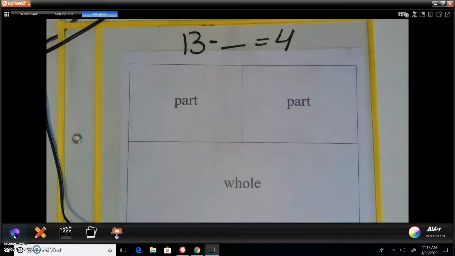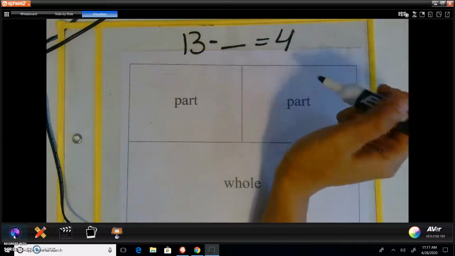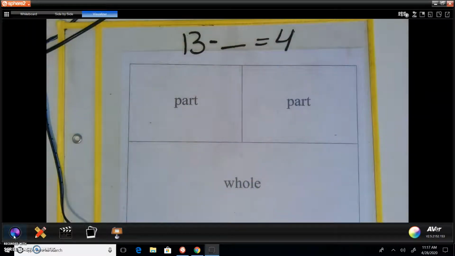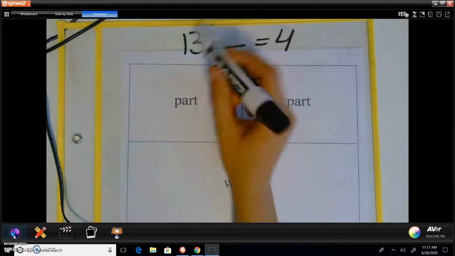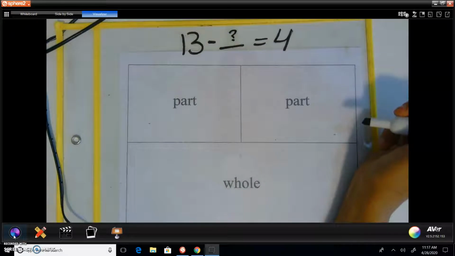Good morning, everybody. This is Miss Hernandez, and today I'm going to be showing you how to do a part unknown for a subtraction problem. Okay, let's take a look at our problem here. It says 13 minus something equals 4.